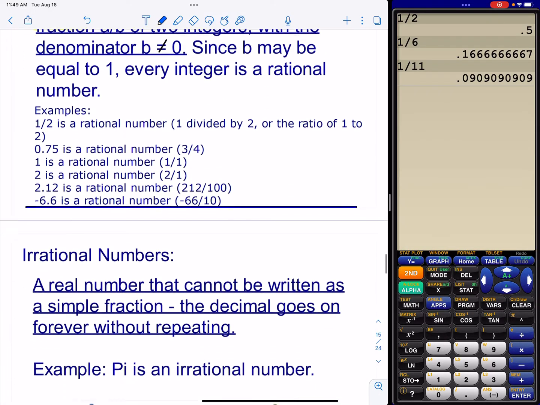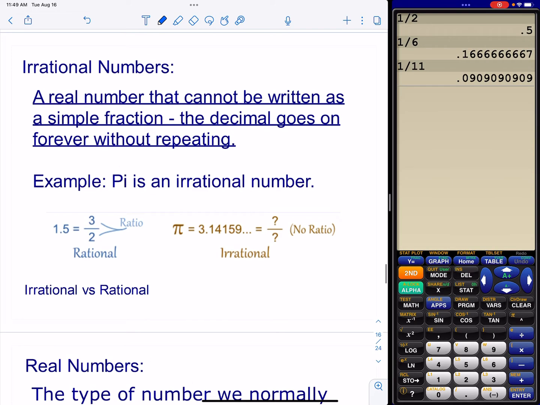So now let's look at this next set. The next set's called an irrational number. Okay, so an irrational number is a real number that cannot be written as a simple fraction. So that's the part I need you to really understand. The decimal goes on forever without repeating. One of the most famous irrational numbers we have is pi. And I wrote that one kind of bad. Let me rewrite that real quick.